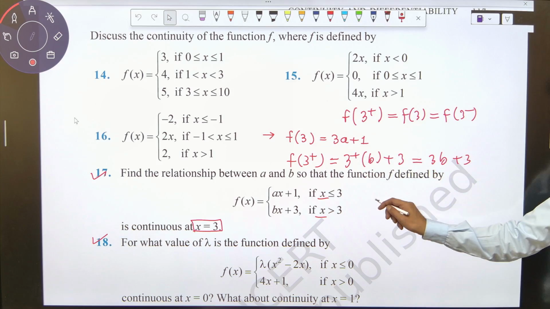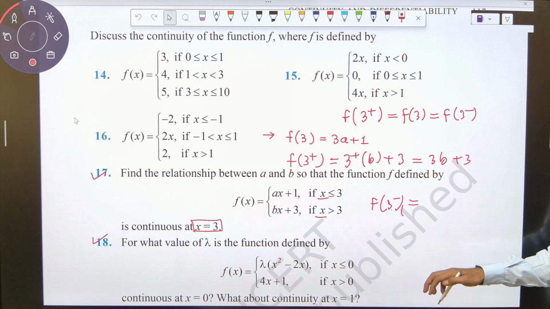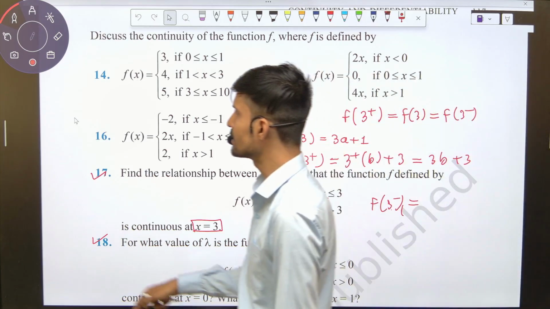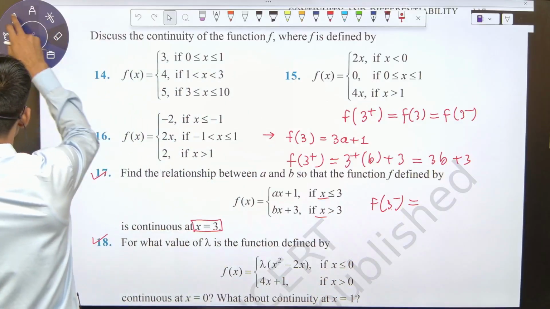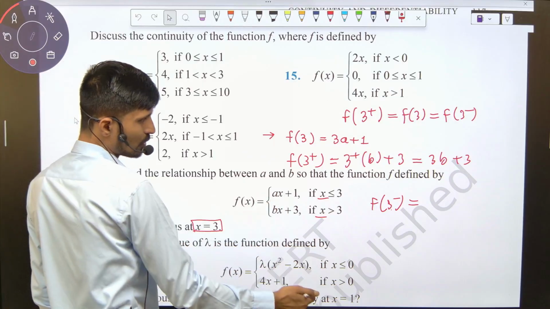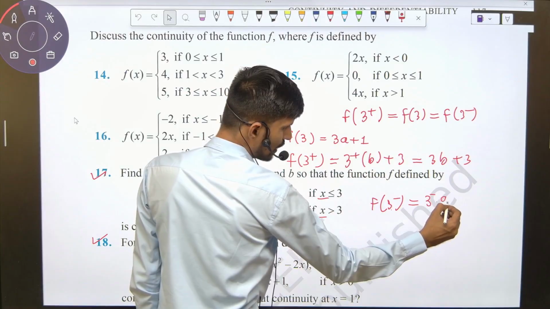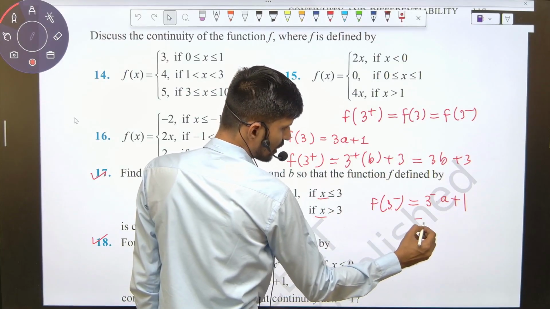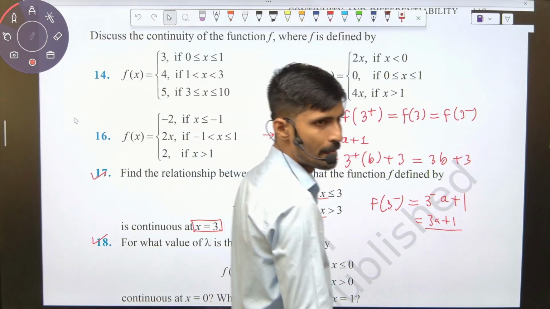Now I have to find f of 3 minus. Which function will I use? Is 3 minus less than or equal to 3, or greater than 3? Less than or equal to 3. So I will use the first function. That will become 3 minus into a plus 1, which is 3a plus 1. Yes?